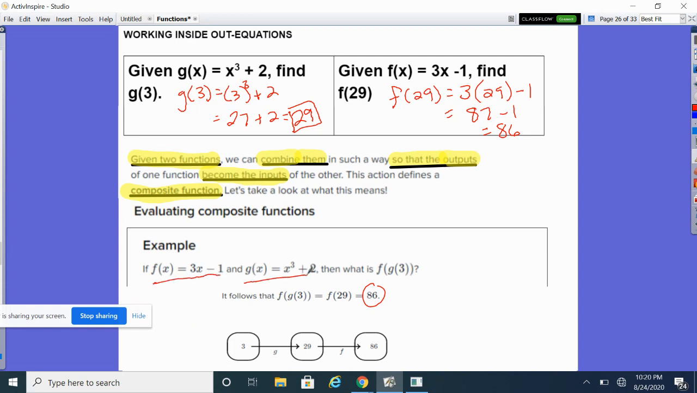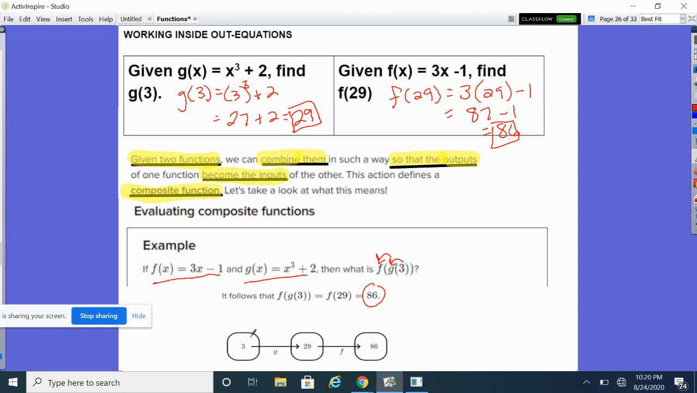So you're given two functions. This is how this is going to play out. They're going to say f of g of 3. You're going to plug 3 into the g function, see what you get. We got 29. Then you're going to take that 29 and you're going to plug it into the f function, see what you get. We got 86.